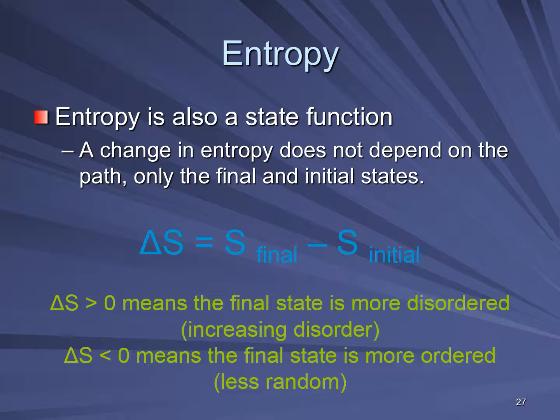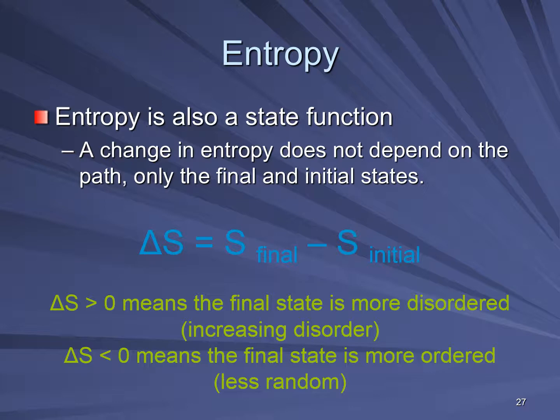If delta S is positive, greater than 0, that means the final state is more disordered. There's an increase in disorder. If delta S is less than 0 or negative, that means the final state is more ordered and less random. And I want you to note that because it's a little bit different.